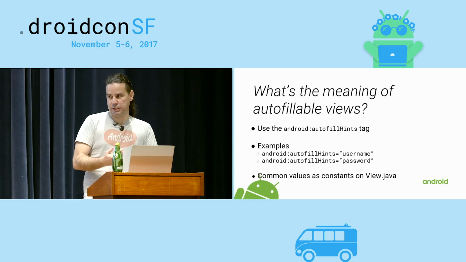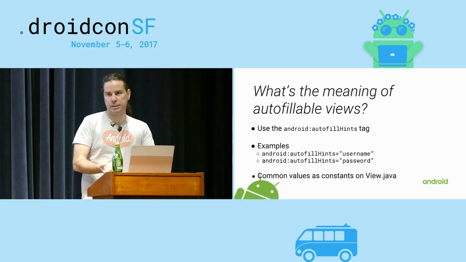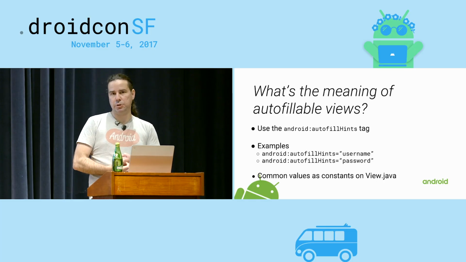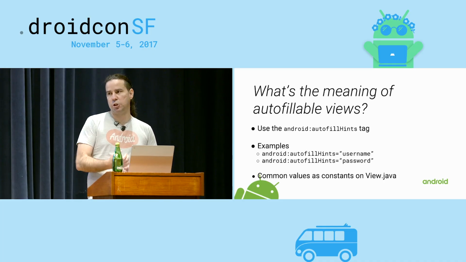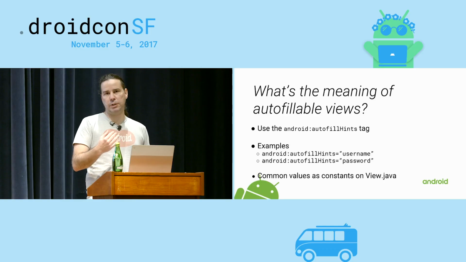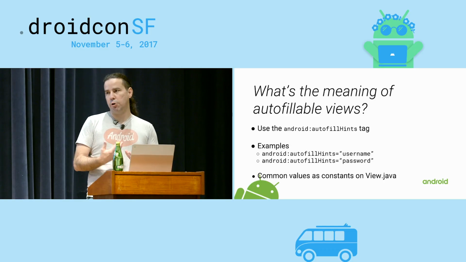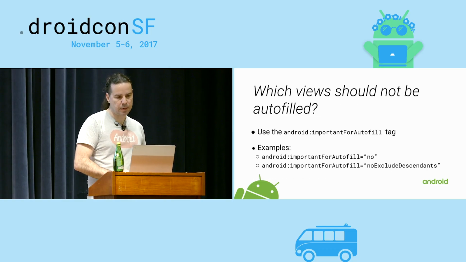The problem is if you use something like that, it's going to be useless because the service wouldn't know what it means. So to avoid this kind of miscommunication problem, we offer constants for the most common values on View.java. So if you go to View.java and look for the AUTOFILL_HINT_ something, these are values that the service should understand, and they cover the majority of the cases.